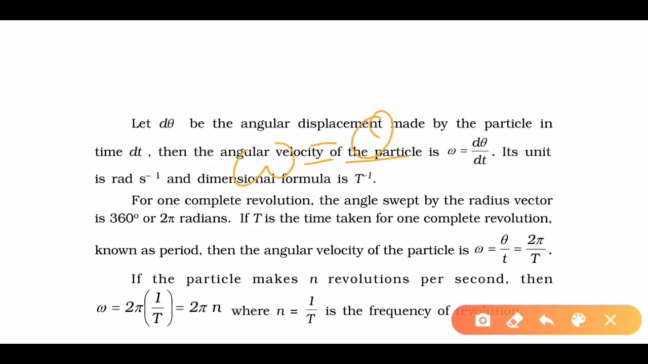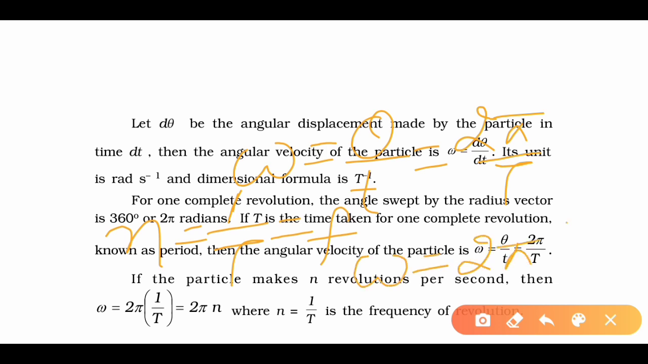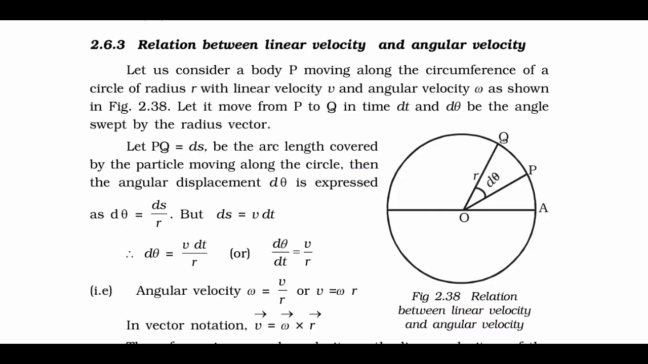T inverse can be written in terms of theta upon t or 2 pi upon T, and we know that frequency is denoted by n equals 1 upon T, and sometimes it is denoted by f. So in terms of frequency, angular velocity will be omega equals 2 pi f. So just remember these formulas. Relation between linear velocity and angular velocity.